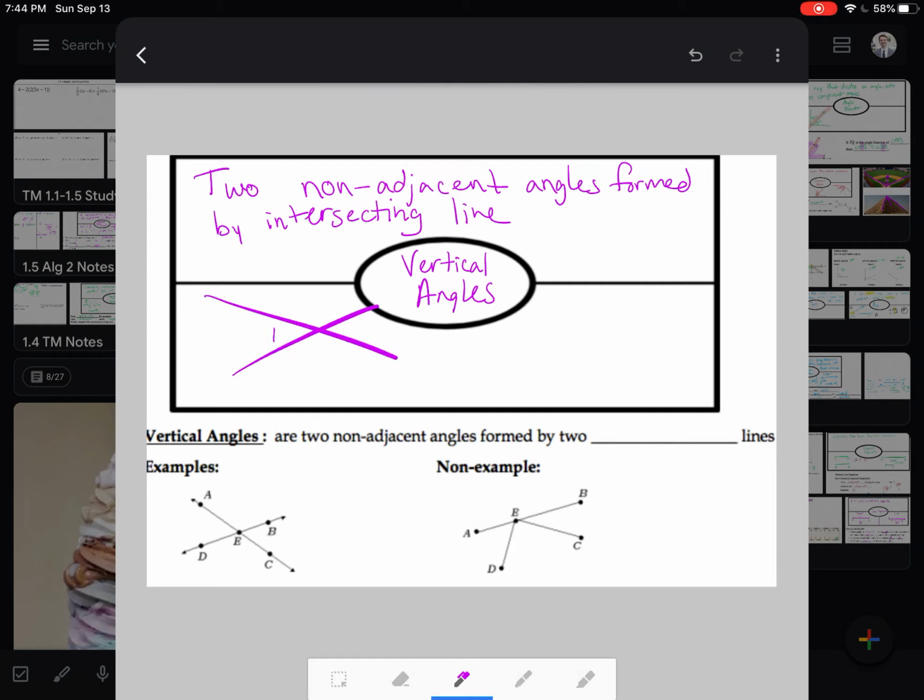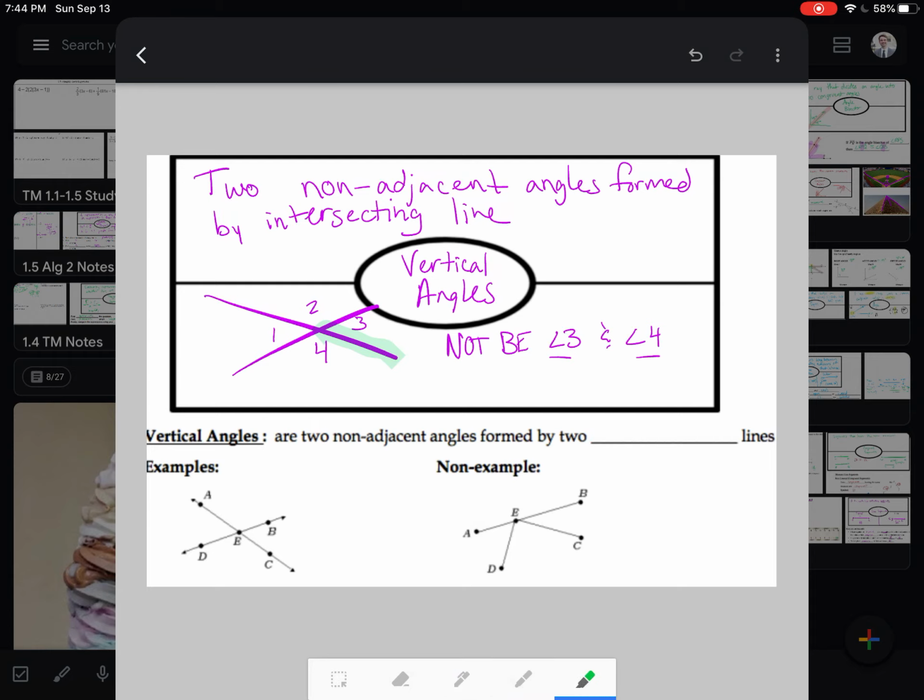So the easiest way to draw vertical angles is just to draw a line, draw one that intersects it, and know that if we're looking at 1, 2, 3, and 4 right here, they are not adjacent. So for example, vertical angles would not be 3 and 4, because 3 and 4, those two are adjacent. They share this side right here. Vertical angles are like on top of each other.